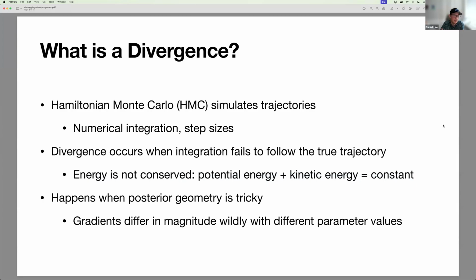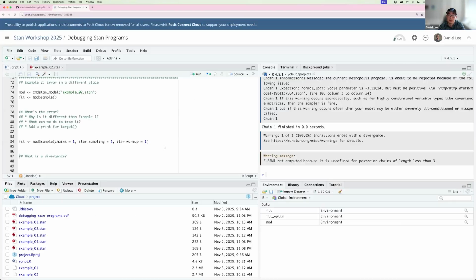Why is this happening? It happens when the posterior geometry is tricky and the gradients differ in magnitude wildly. We're talking about orders of magnitude with different parameter values. And that's when it ends up not being able to follow the trajectory, and then you see it flagged as a divergence.